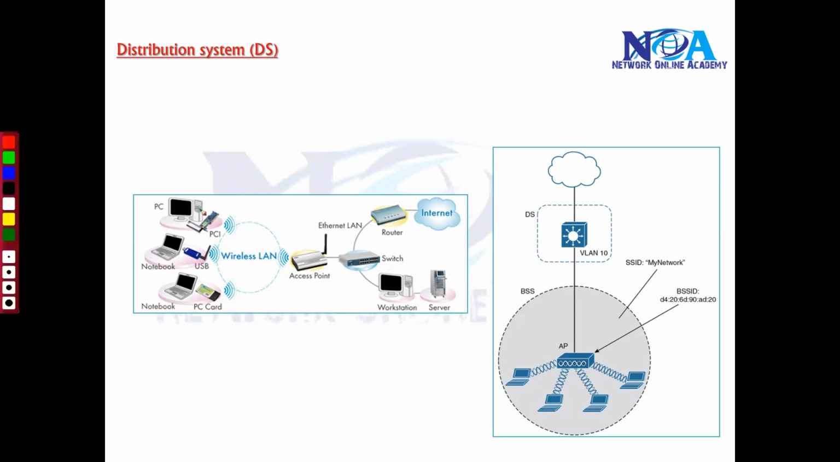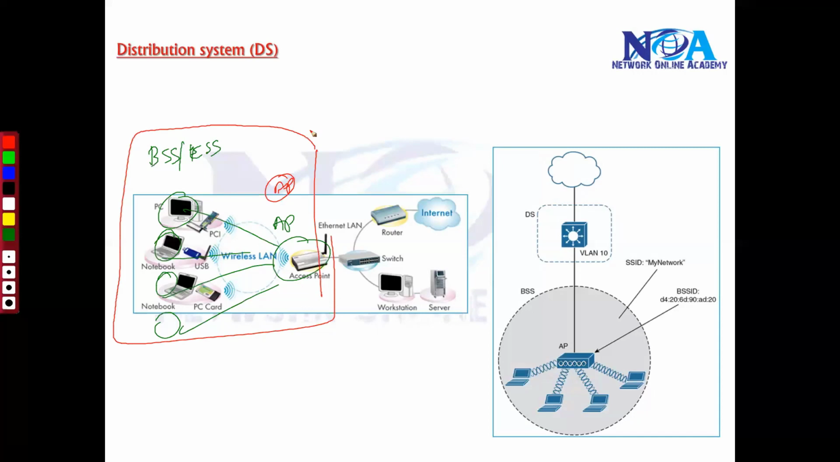Okay, the next thing we'll try to understand is the distribution system. Like in the previous scenarios, we have discussed the basic service set, where you can connect all your wireless users to a single access point, or you can use something called an extended service set. In the case of an extended service set, we'll be using multiple access points. Now, this is your wireless infrastructure. Now, this is something we discussed.